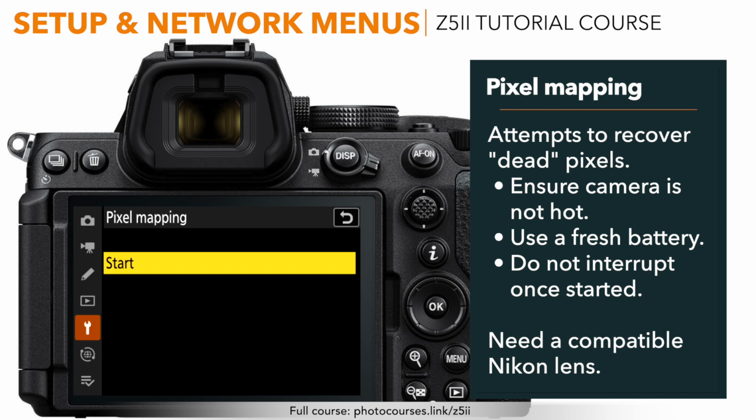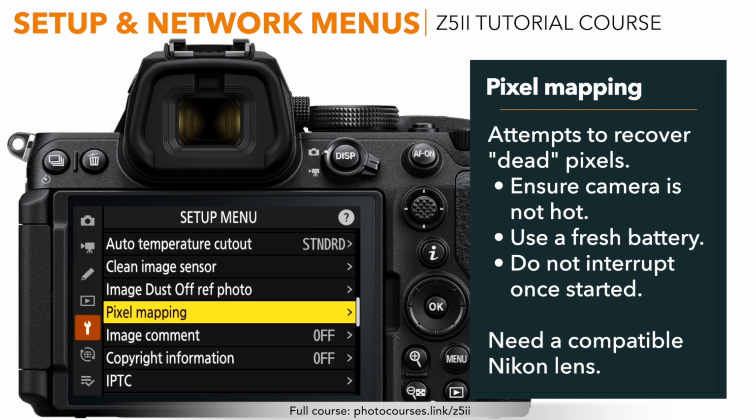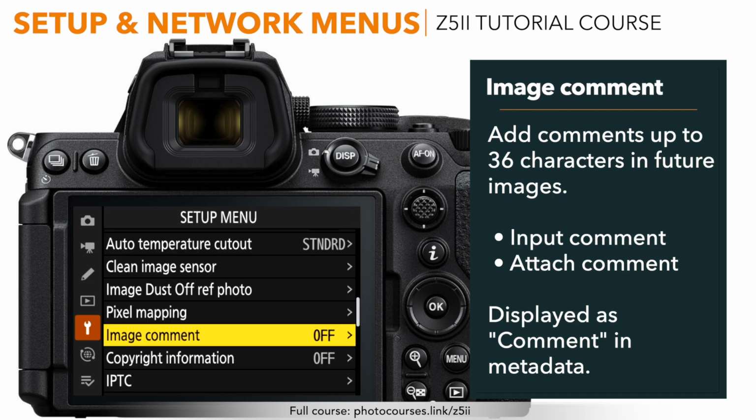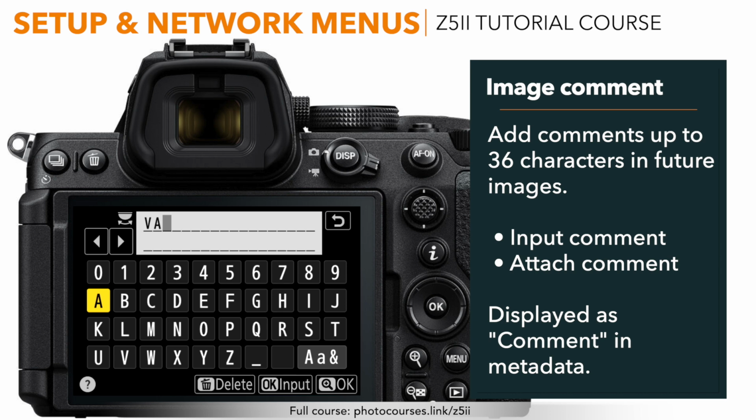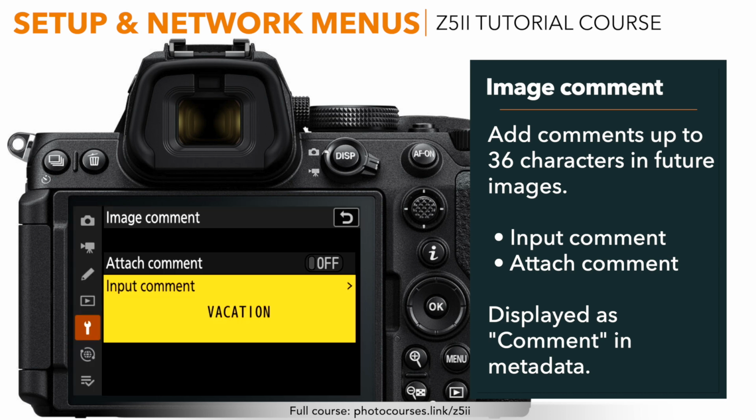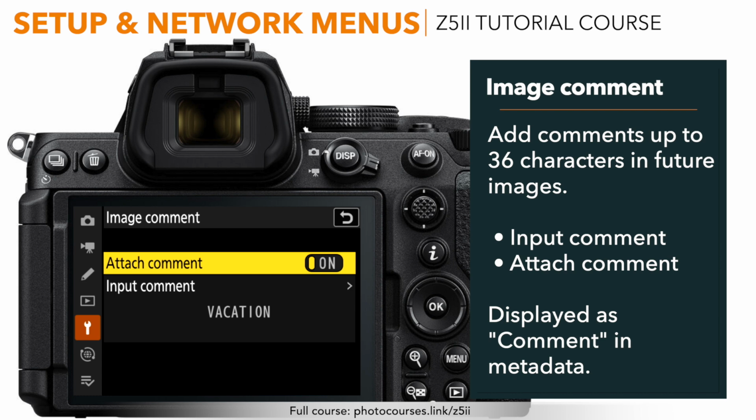And this is only available when you have a compatible Nikkor lens attached to the camera. You can add comments of up to 36 characters to your photos in Image Comment. Under Input Comment, you can use the keypad to create whatever comment that you want to attach to the photos, and then highlight Attach Comment, press OK, and now all future photographs are going to have that comment attached to those photos until you go in and disable this. Those comments are going to appear in playback and as a comment in the photo's metadata.